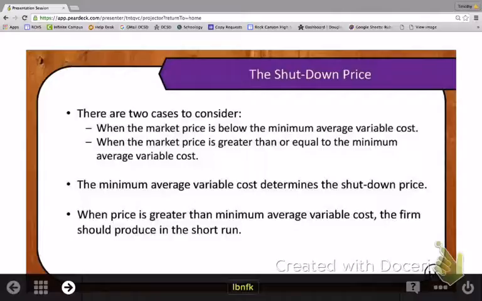When the market price is below the minimum average variable cost, and when the market price is greater than or equal to the minimum average variable cost. The minimum average variable cost determines the shutdown price. When price is greater than minimum average variable cost, the firm should continue to produce in the short run. So the firm should not produce if total revenue is less than total variable cost. And so we have to look at how low the price must fall before shutting down becomes the right thing to do.